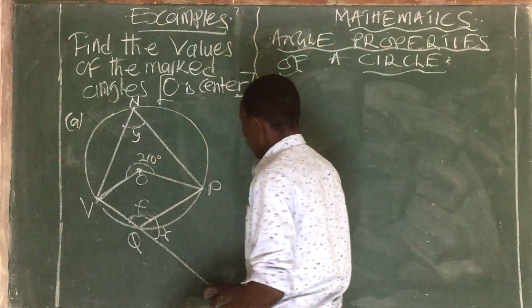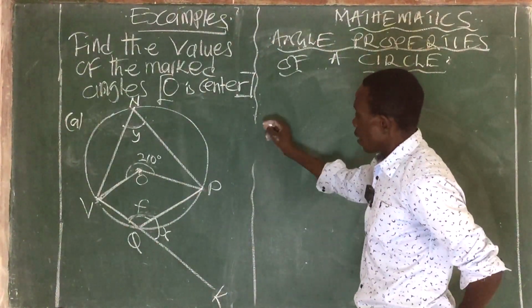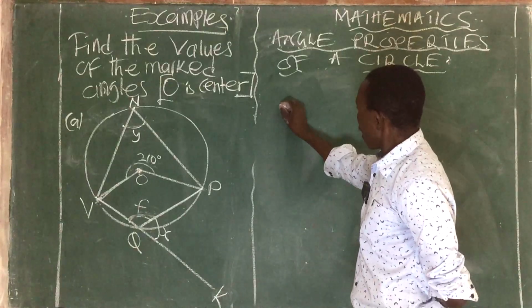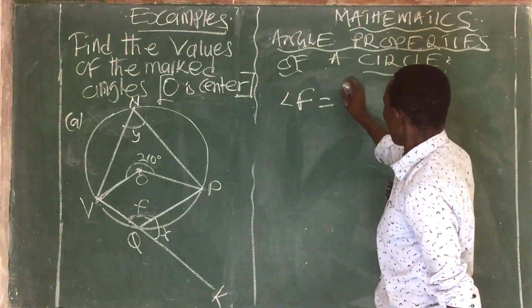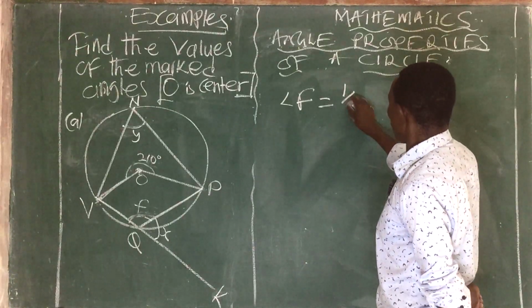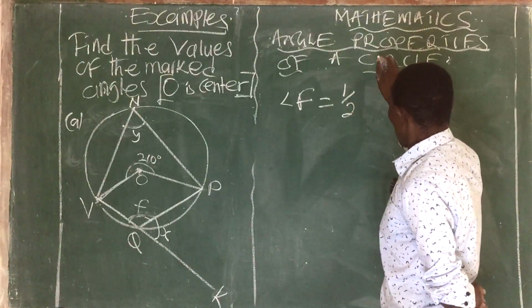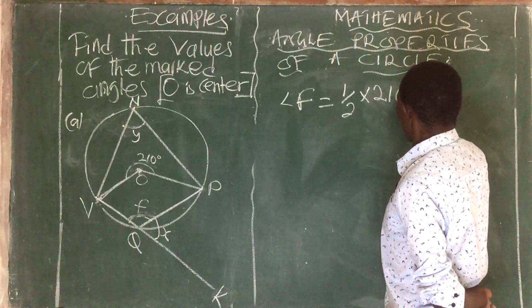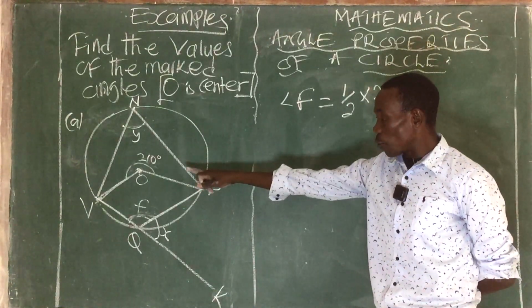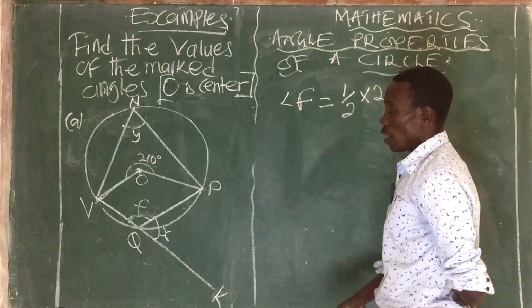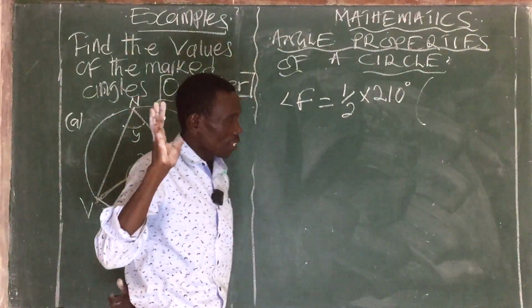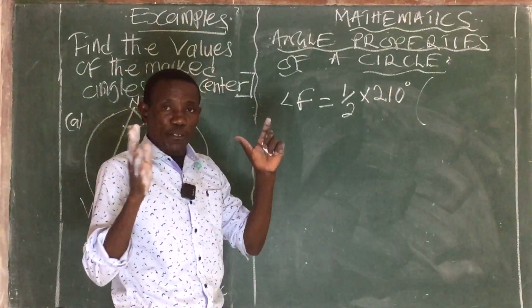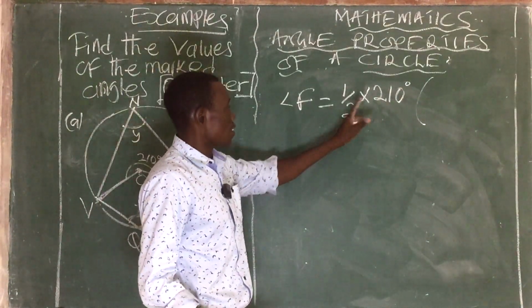Right. So how do we write it? In this case, we write it like this. You say angle F is equal to half multiplied by 210 degrees, the reflex angle. You give the reason here, which states the theorem. You can't write the whole of that theory, but you just write it in brief. So what made you say that this is half of this one?